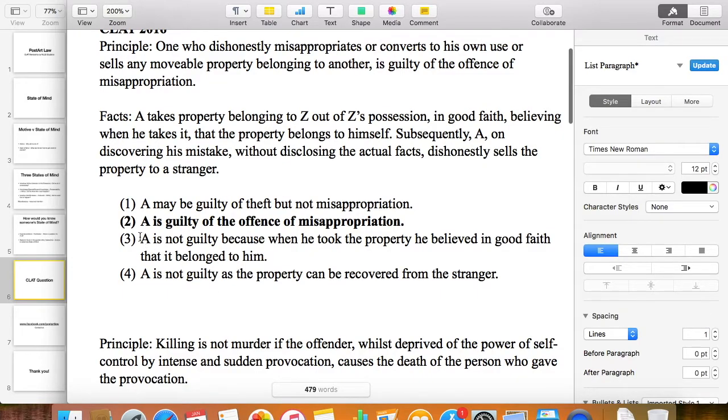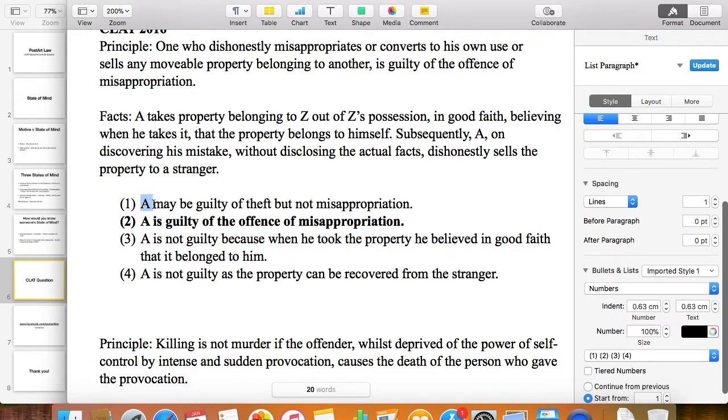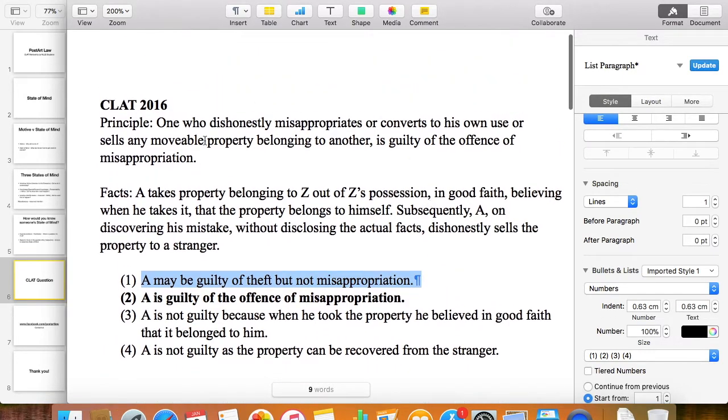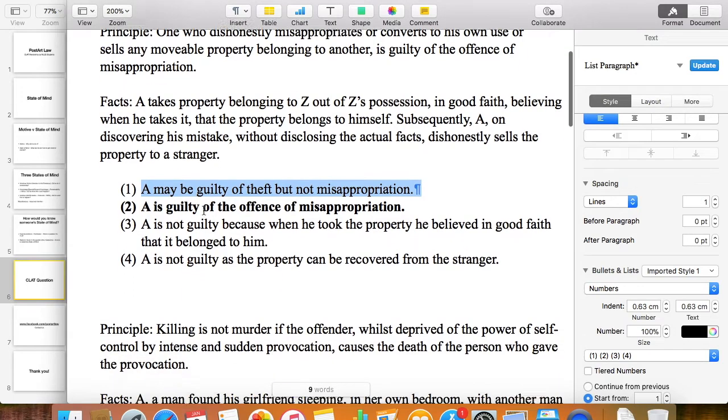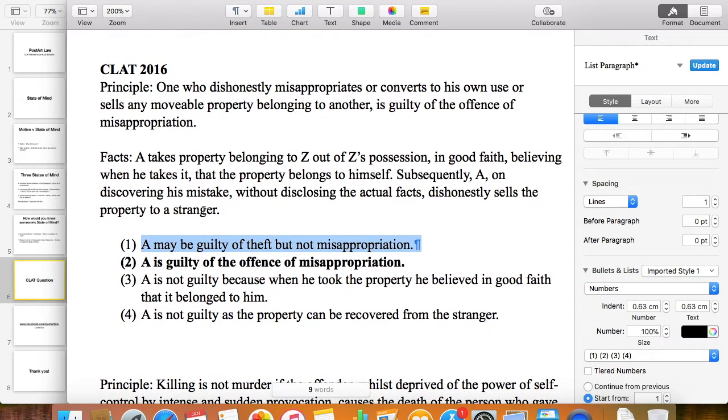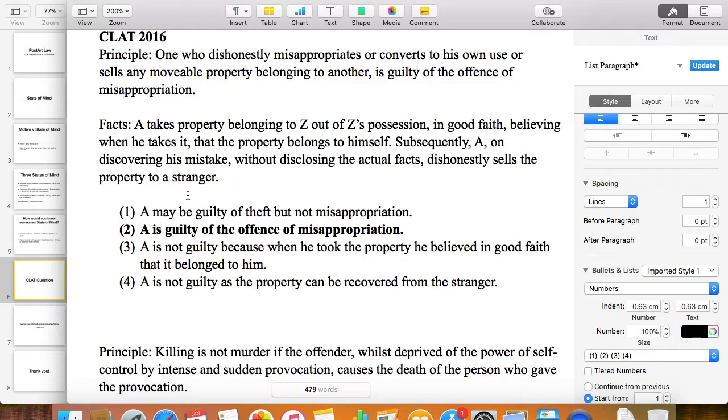We can just quickly look at the other options just to clarify. So the first option talks about theft, but the theft portion is not mentioned anywhere in the principle. So it's unlikely that this is the answer, because nowhere in the principle does it talk about theft, right? So we wouldn't know what would qualify as theft.